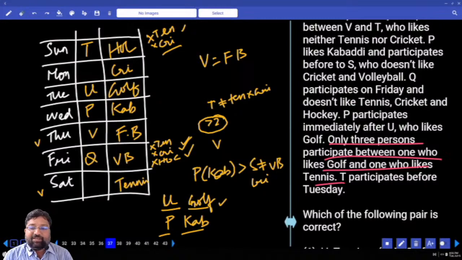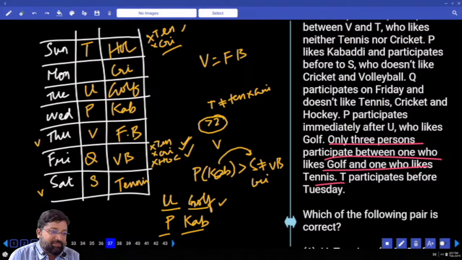S does not like cricket and volleyball. Moreover, S is after P. After P there is only one possibility. Tell me what is left.